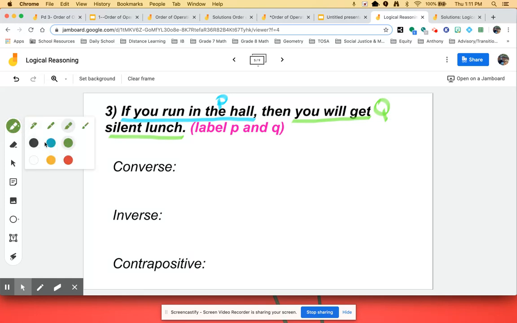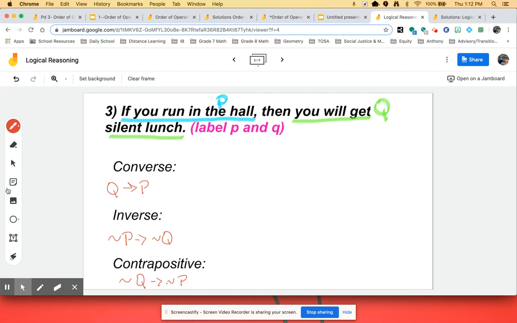So again, as our reminder, let's put in the converse is reversing them, Q, then P. Inverse is negating the original statement, not P, then not Q. And contrapositive is negating and reversing, so not Q, then not P.